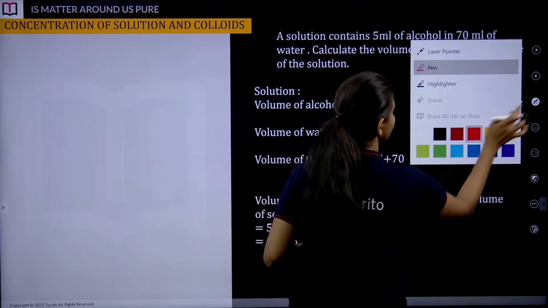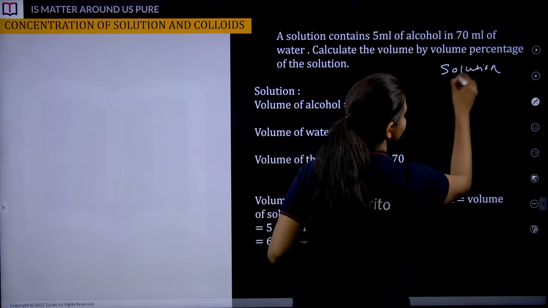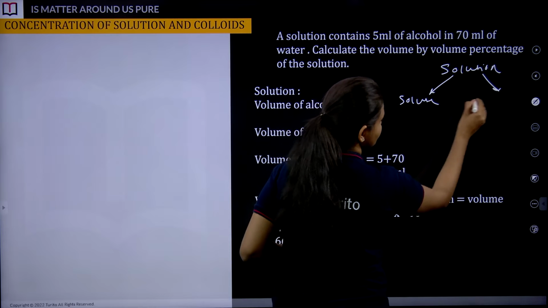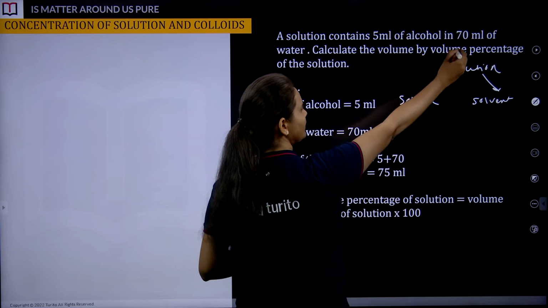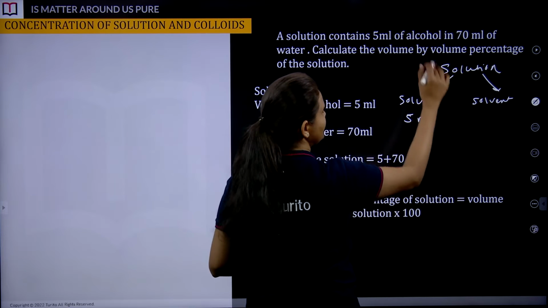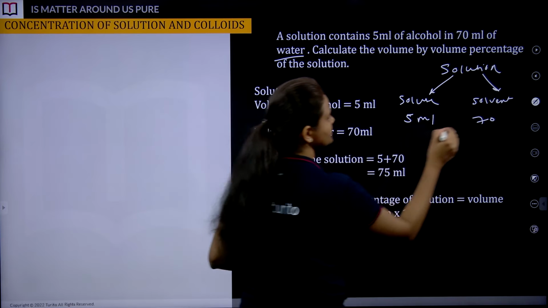Just a minute, let me use the proper marker. So solution and solute. Quickly divide the part, solvent and what? Solute. So 5 ml of alcohol. Alcohol is the solute. So what is the quantity of it? 5 ml in 70 ml of what? Water. Water is solvent, that's it.